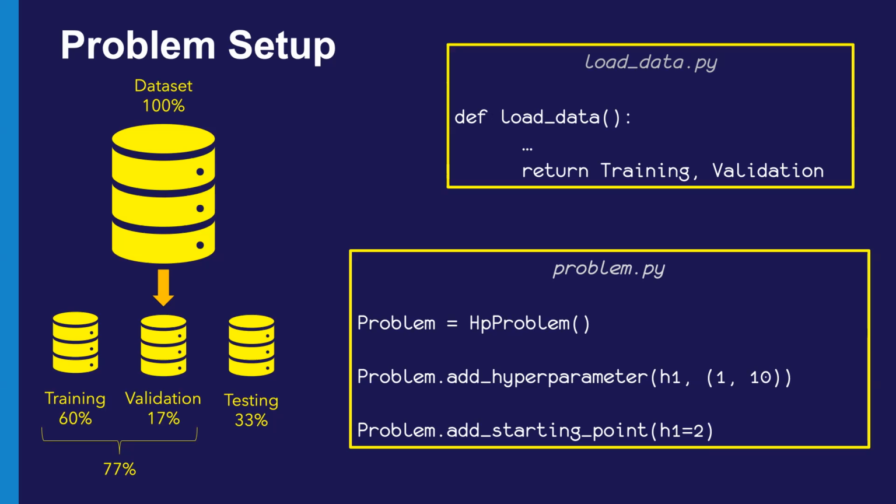Then you define a hyperparameter problem. For each hyperparameter problem, you define the list of hyperparameters with the add_hyperparameter method. For example, here you add h1 that has a possible discrete value between 1 and 10. In addition to hyperparameters, you can add starting points, which reflect your intuition about good configurations that you want to give to the search to try.